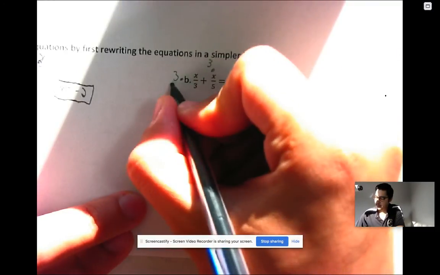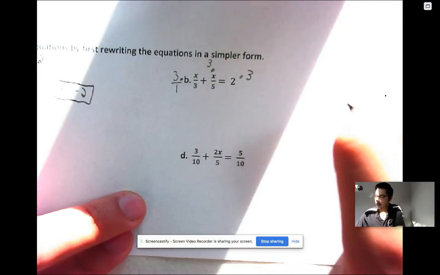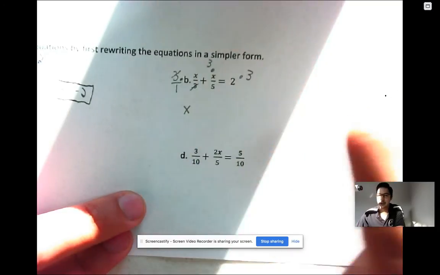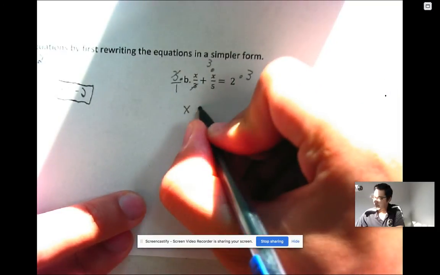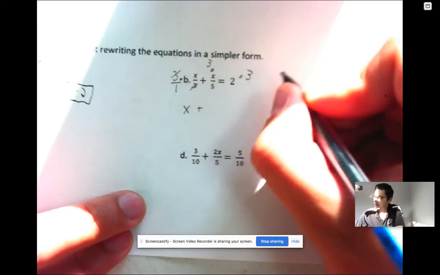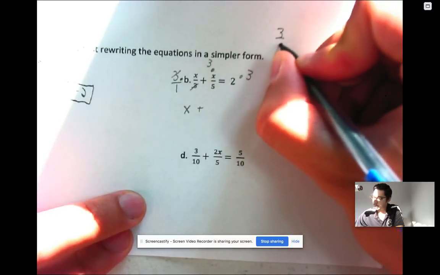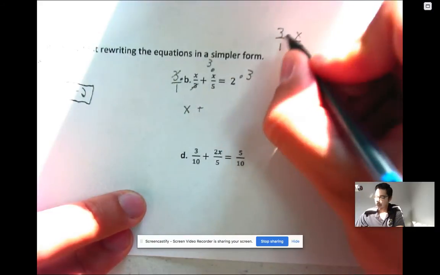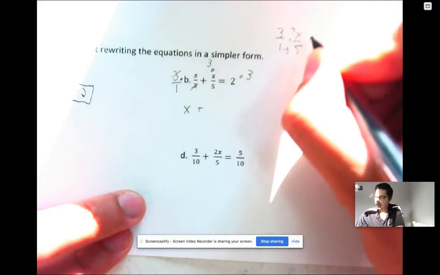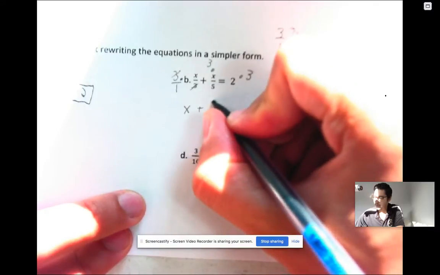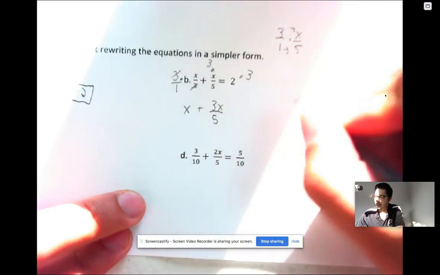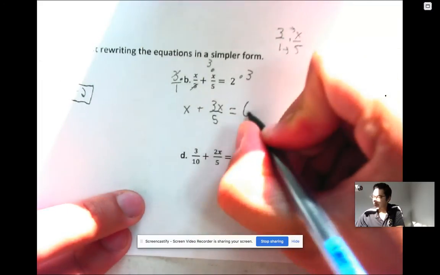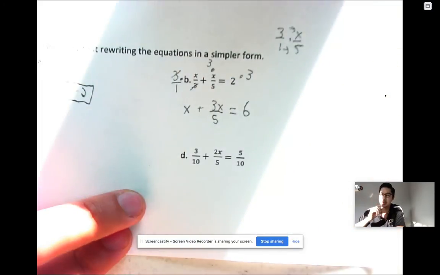So if I multiply by 3, so that's 3 over 1 times x over 3. The 3 on top and the 3 on bottom will go to 1. So we're just left with x. Plus, now here, notice if I write this off to the side, we're saying 3 over 1 times x over 5. Nothing cancels there. And multiplying fractions, you just go straight across. So what we're going to get here is actually 3x over 5 still. So that didn't go away as a fraction. Equals, and 2 times 3 is 6.